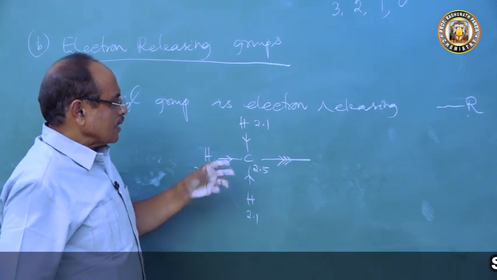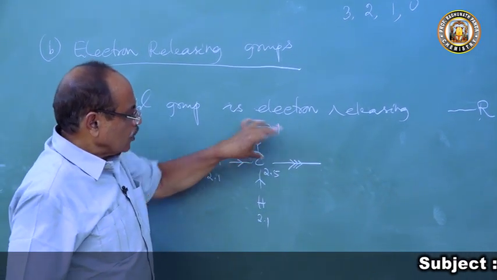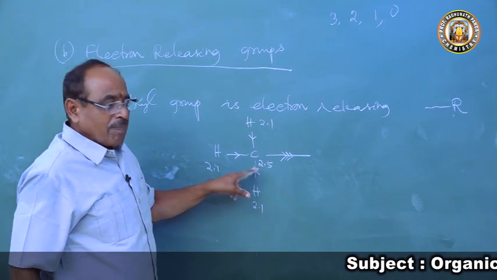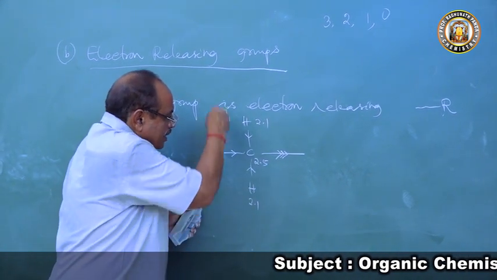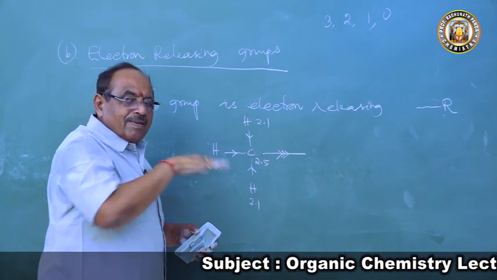So this carbon releases whichever electron. Now here, one covalent bond, 2, 2, 2 for stable. But what is happening? The negative charges are coming towards carbon. They will not remain on carbon.